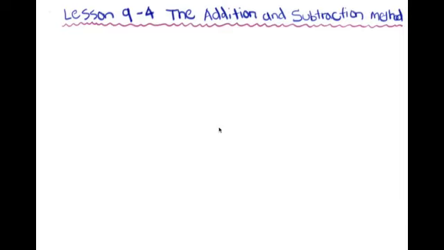This is lesson 9-4, the addition and subtraction method. So, in the past two videos, we learned about the graphing method and the substitution method. Now let's learn another method to make solving systems of equations even easier. We have x plus y is equal to 10 and x minus y is equal to 5. We could substitute and we could graph these, and that will take a long time. So we have an even easier method to solve these two equations.